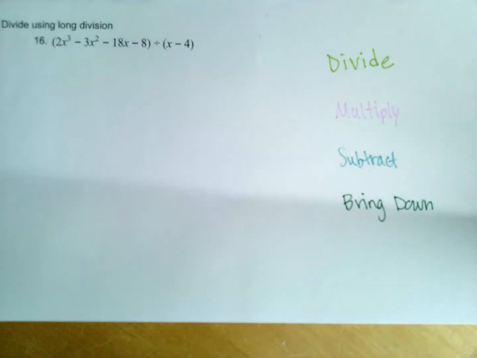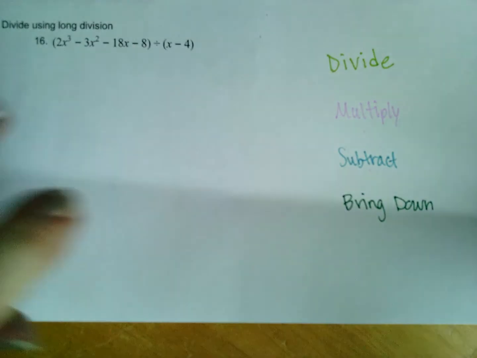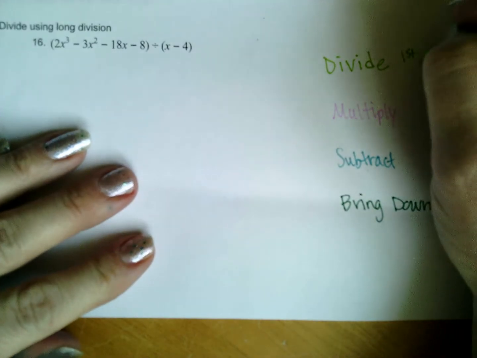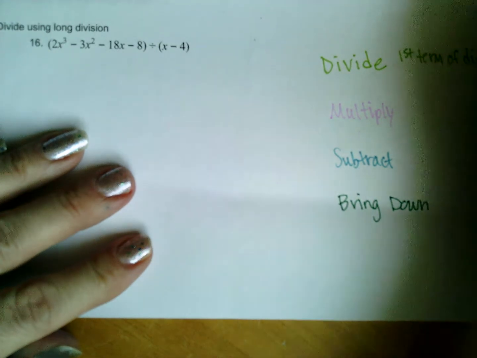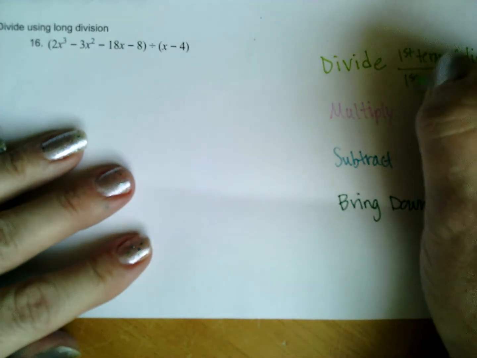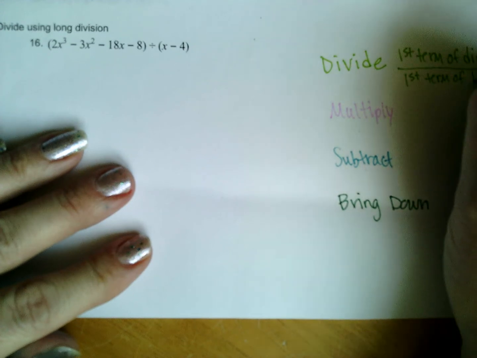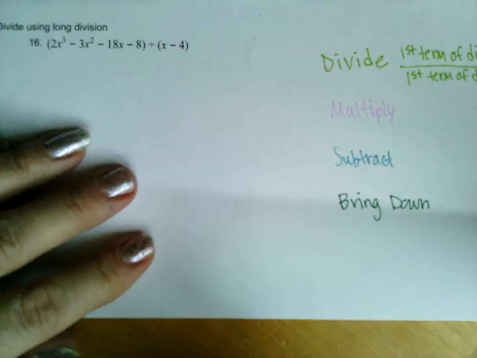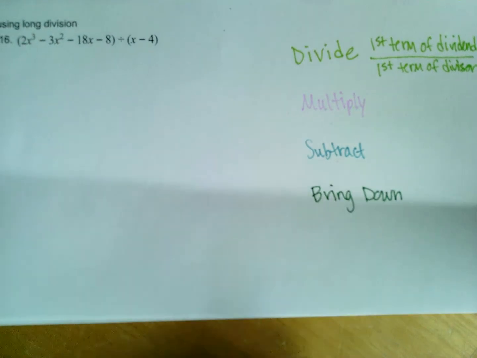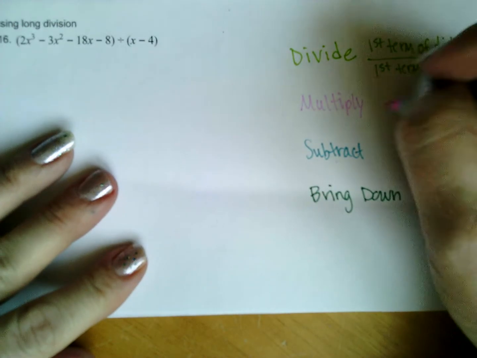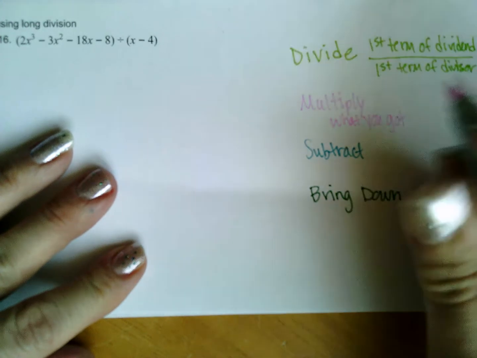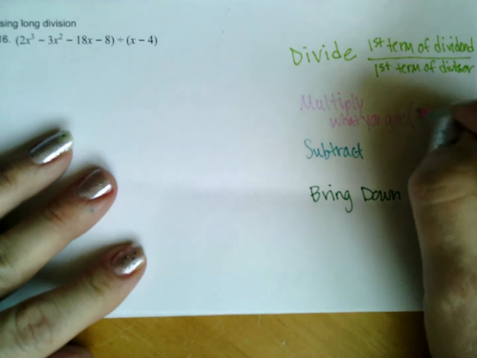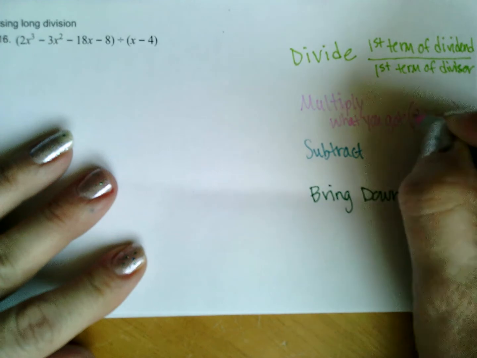So divide. The divide step means that we are going to put the first term of the dividend over the first term of the divisor. And I will definitely be showing you this as we go, so no need to worry. Multiply: you're going to take what you got in the divide step, and you're going to multiply it, distribute it into the divisor, which you are going to put in parentheses.